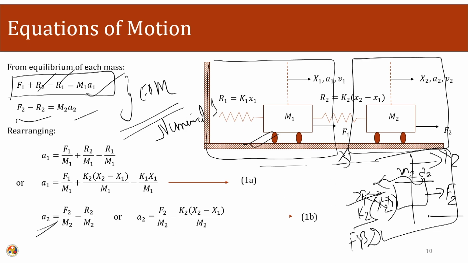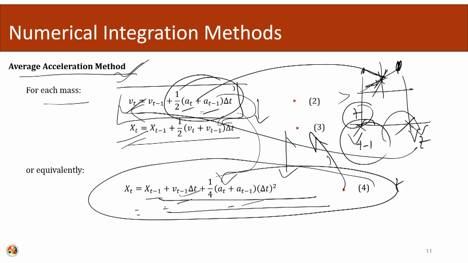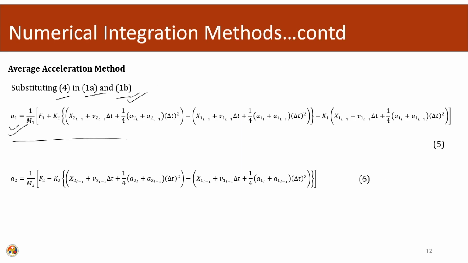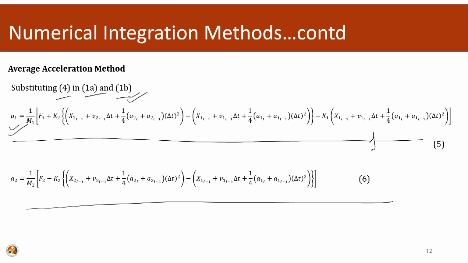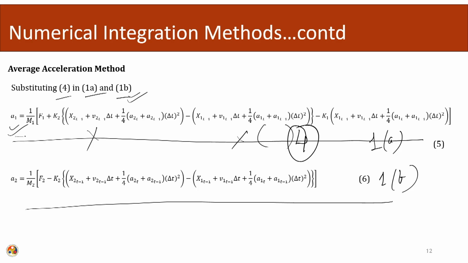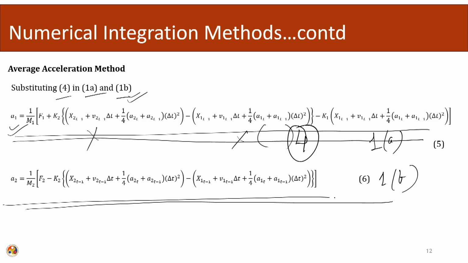So, equation number 4, the equation for x, we are substituting in 1a and 1b. If we do that, we will get this equation. This is nothing but equation 1a and 1b, where the values of 4 have been substituted. Instead of writing x, we have substituted the expression for x. So, instead of writing x at time t, we have substituted the actual expression here. Here we get the equation for the accelerations.